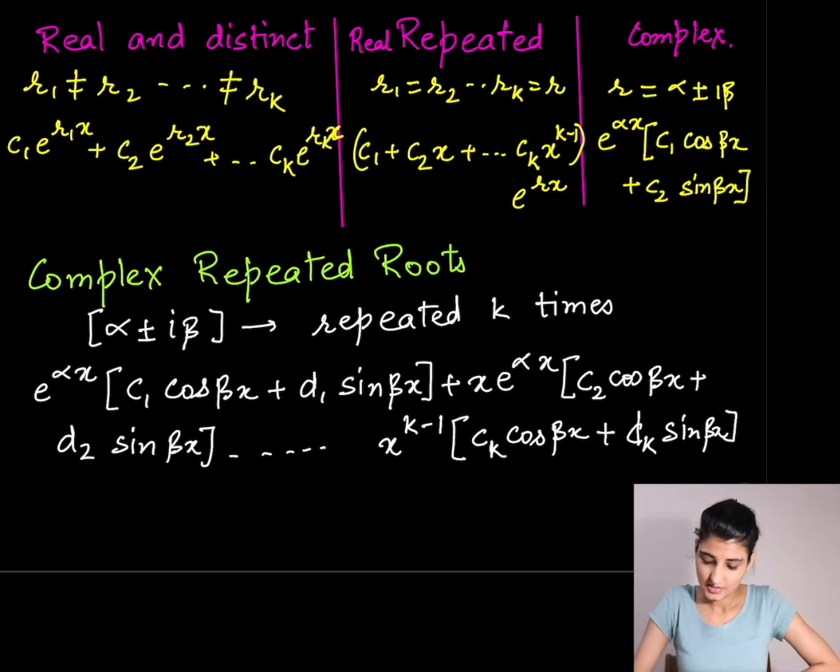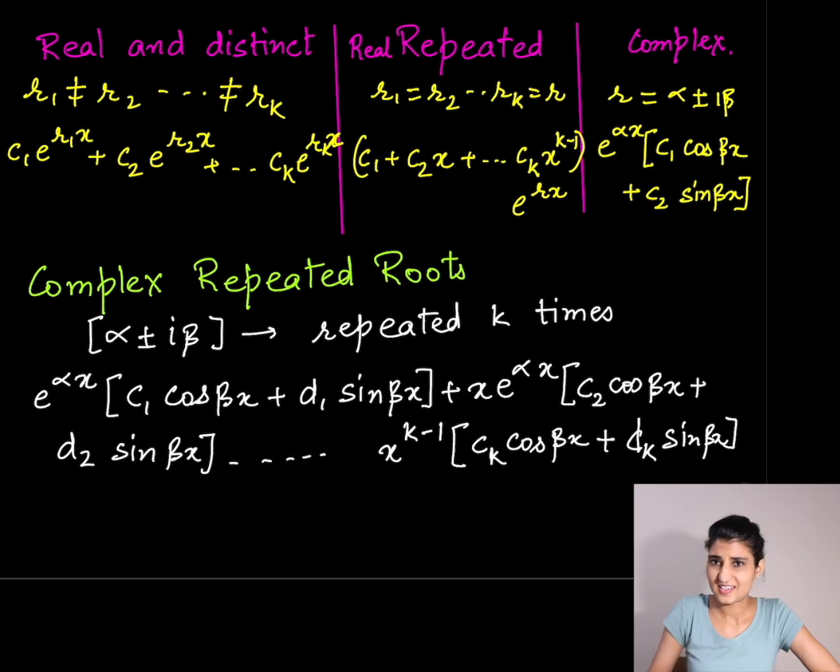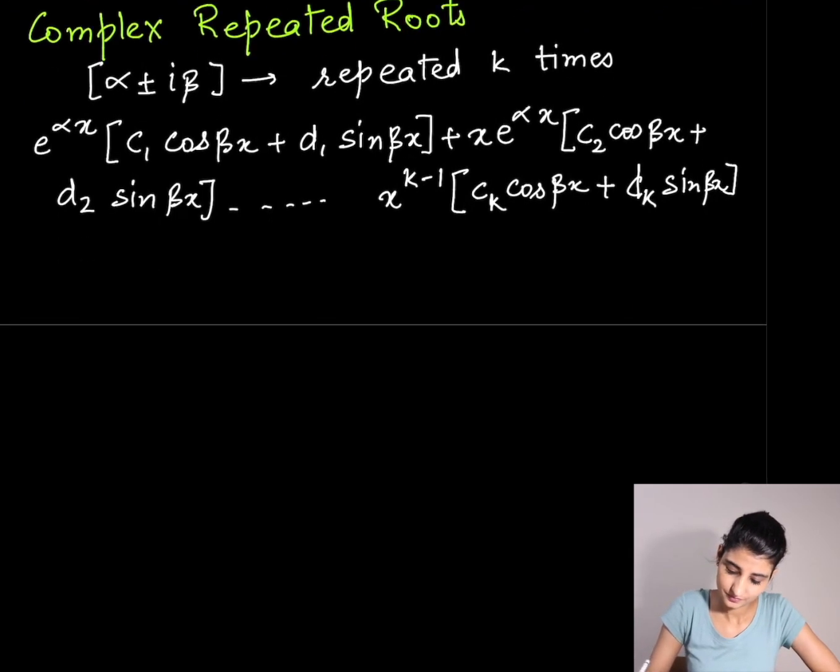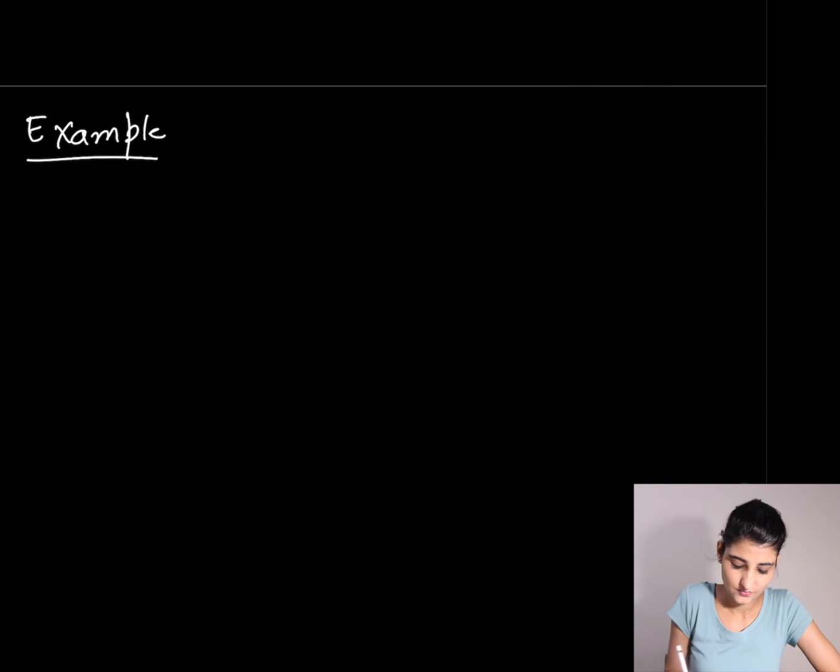Okay, so it's very similar to the real repeated roots. First root we are keeping it as it is, second one we are multiplying by x, the third one we are multiplying by x square, and the kth one we are multiplying by x power k minus 1. Okay, so let's see one example and then it will be more and more clear to you. So our example is here.